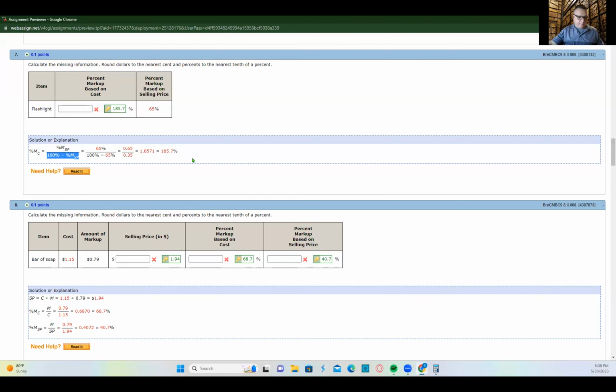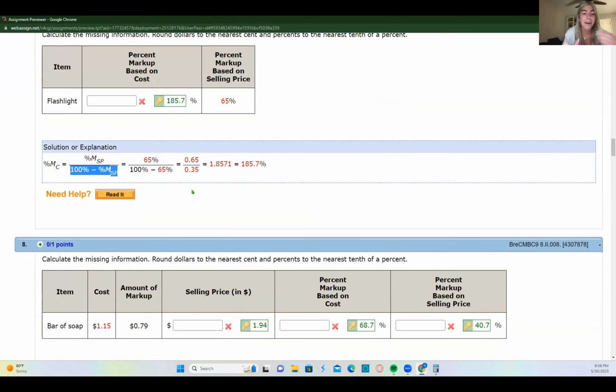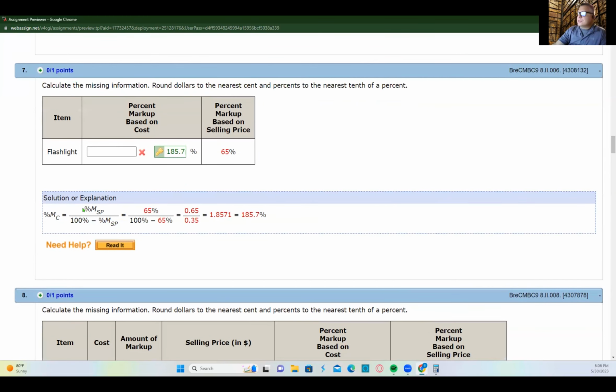Oh, I can make it bigger. Sorry. I have my screen split. That's why yours is fine. I don't mind. Just look for these formulas and plug in the numbers.